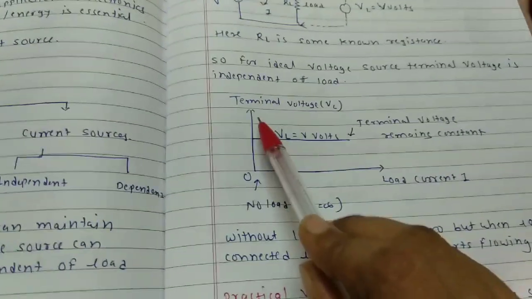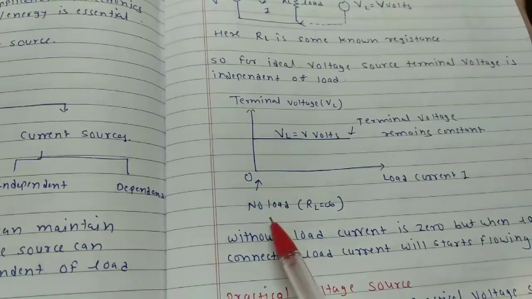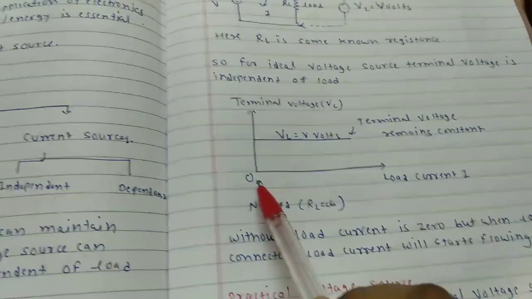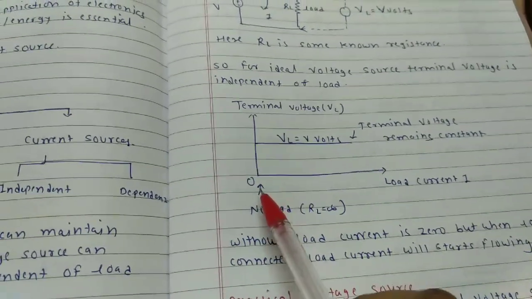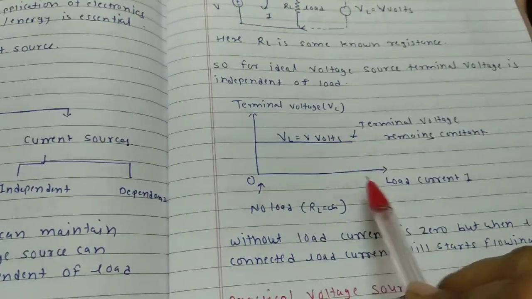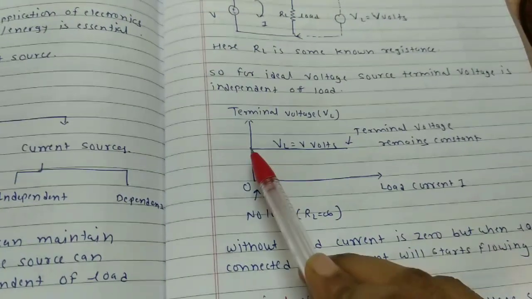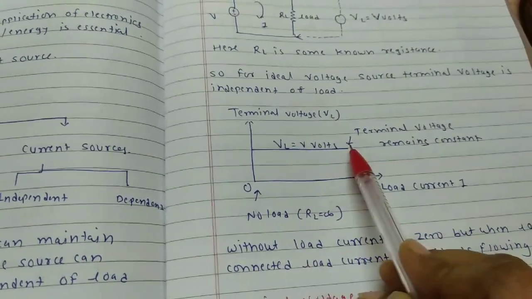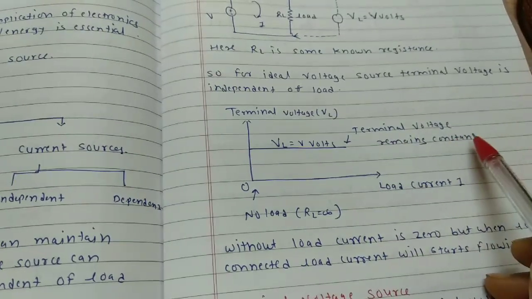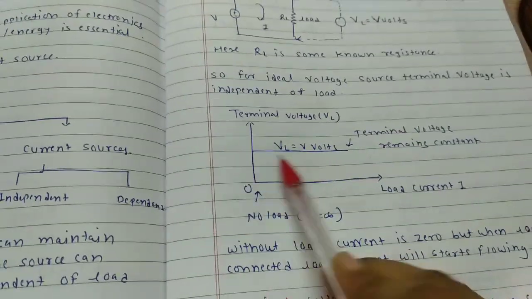So let's see the graph. This is the graph of terminal voltage versus load current, and this is the no load condition, that means when RL is equal to infinity. Let's see what the graph says. On the x axis I have taken the load current, on the y axis there is the terminal voltage. So VL is equal to constant. The terminal voltage remains constant because it is independent of your load. That's why it comes as a straight line.